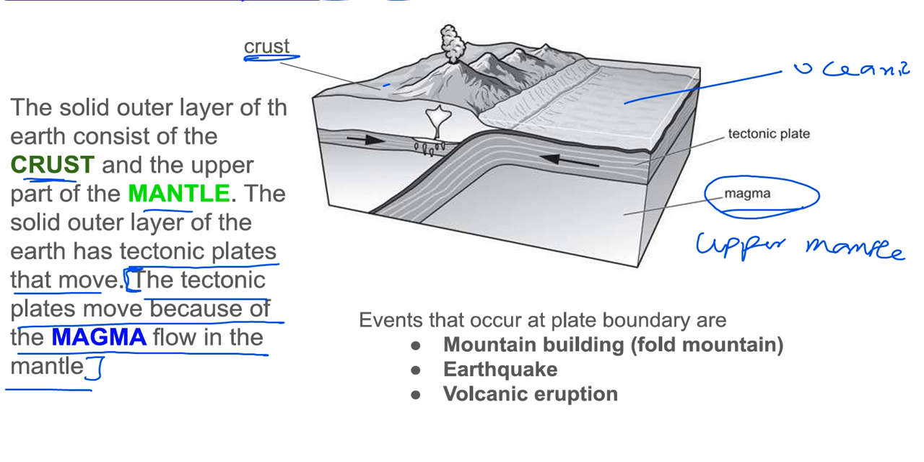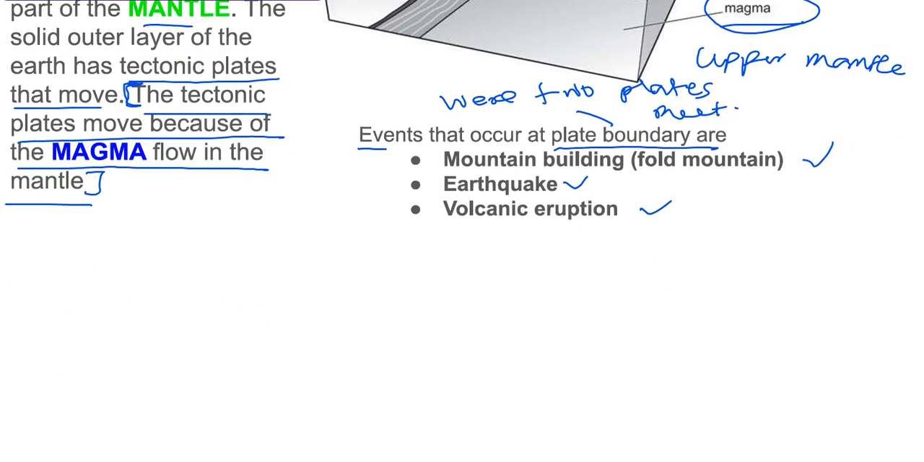Now, what are the events that occur at plate boundaries? A plate boundary is where 2 plates meet. So the question now is, what are the events that can happen at a plate boundary? Fold mountains, earthquakes and volcanic eruptions happen at plate boundaries.